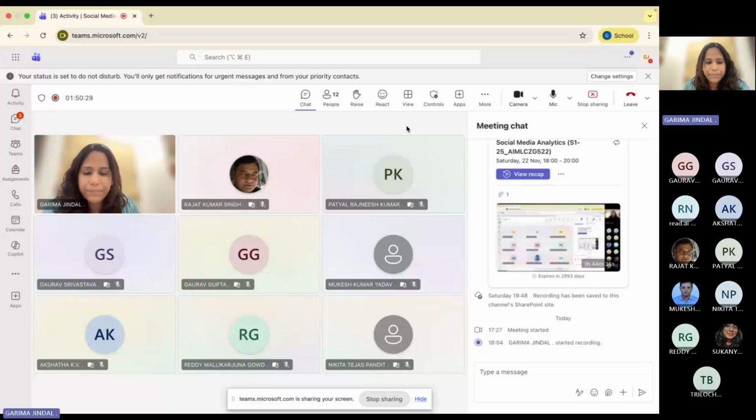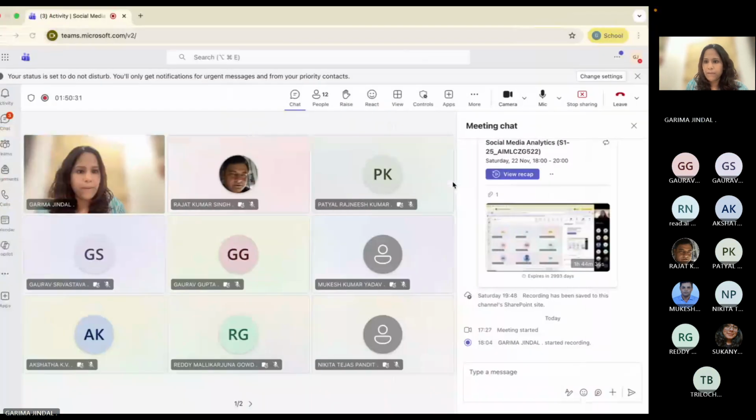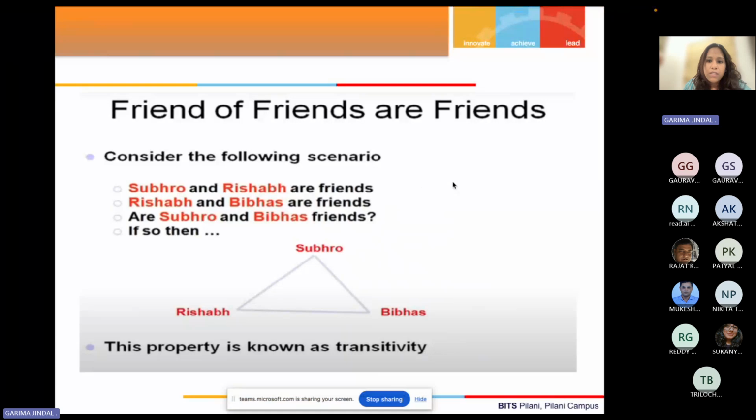From now onwards, I will be discussing certain measures that tell you certain properties about the social media network. These will be some of the properties that are very important when you are trying to analyze these social media networks. Sorry, I haven't shared my screen, right? Yeah. So if you see on this slide, now we will be discussing what is transitivity in the network.